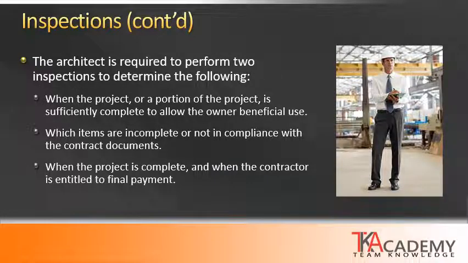So if the authority having jurisdiction's building inspectors are inspecting all these separate systems, what is the architect's role? The architect is required to perform 2 building inspections to determine the following: when the project or a portion of the project is sufficiently complete to allow for owner beneficial use. Please note that this is different than the certificate of occupancy, which is issued by the authority having jurisdiction.